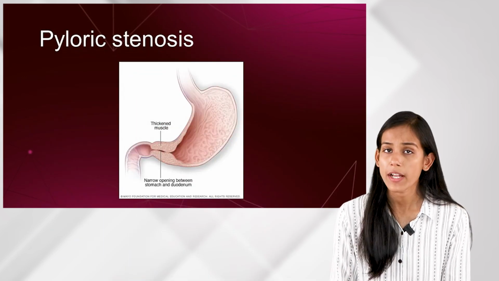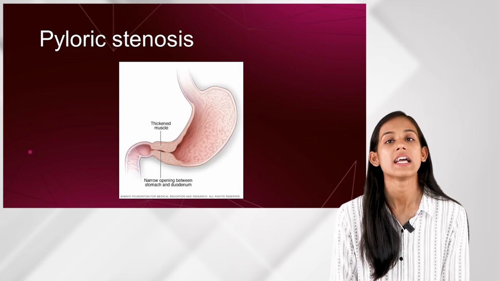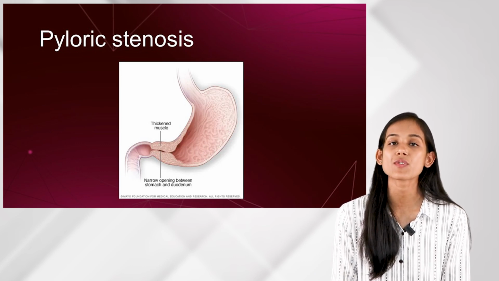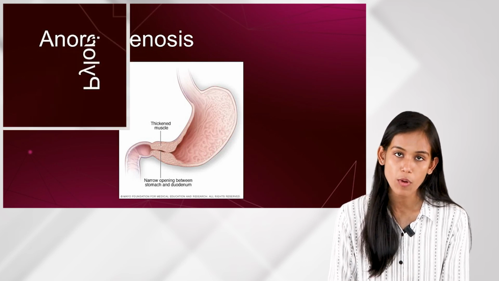Next we have pyloric stenosis. Here we have a picture of pyloric stenosis, and you can see that the pylorus is thickened. There is presence of stenosis, and that blocks the food from entering the small intestine.